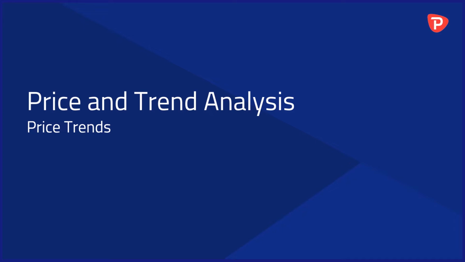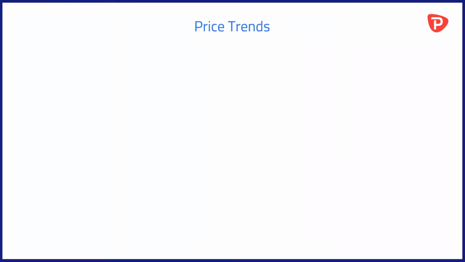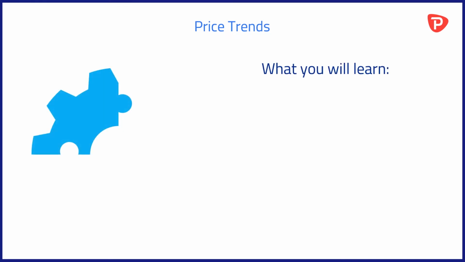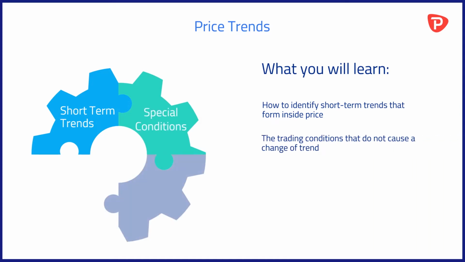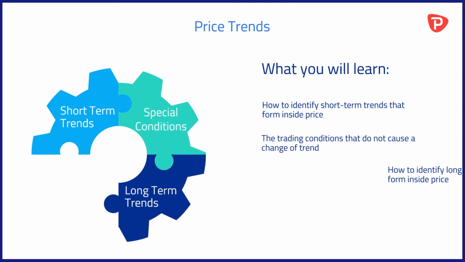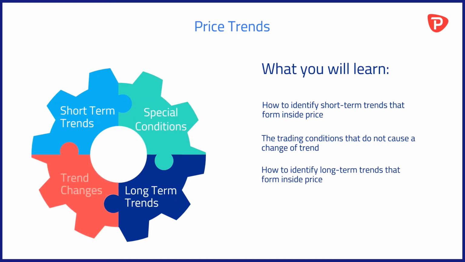This section focuses on the importance of understanding the short-term and long-term price trends inside the price chart, and how to determine when these trends have changed. In this lesson, you will learn how to identify short-term trends that form inside price, the trading conditions that do not cause a change of trend, how to identify long-term trends that form inside price, and how to identify a change of a long-term trend.